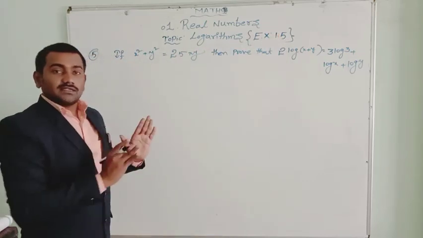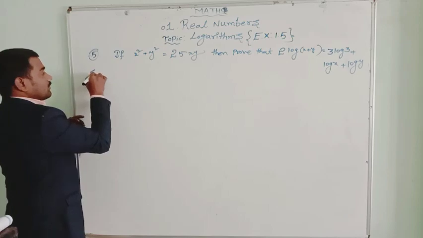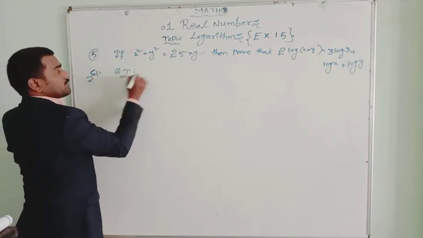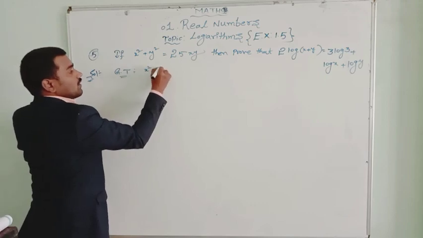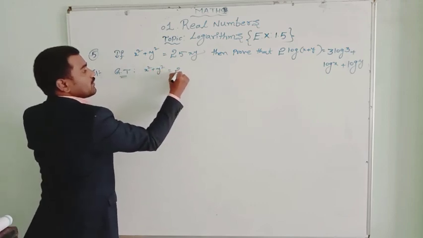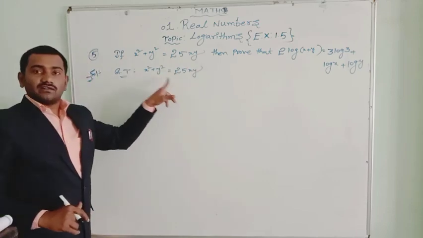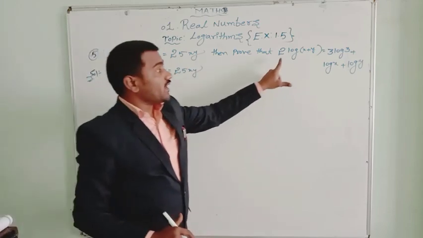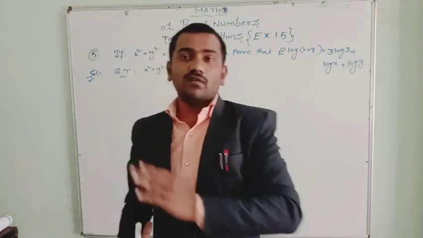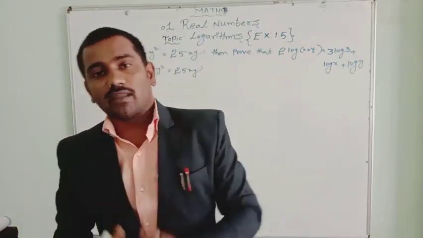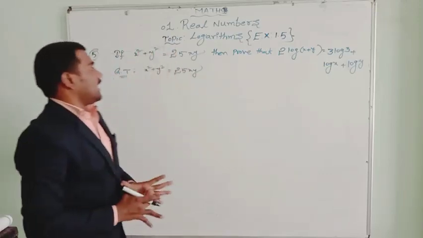What is given? Here the given solution: x square plus y square equal to 25 xy. With this given information, we need to prove that 2 log x plus y equal to 3 log 3 plus log x plus log y. Let's be very simple. Let's go for that.